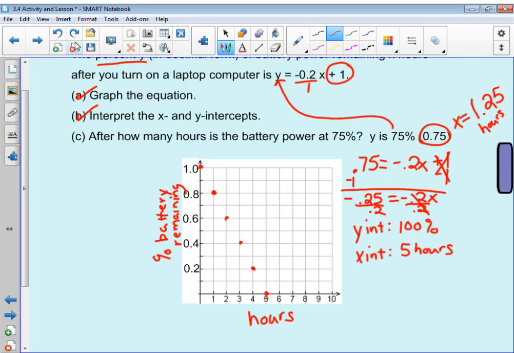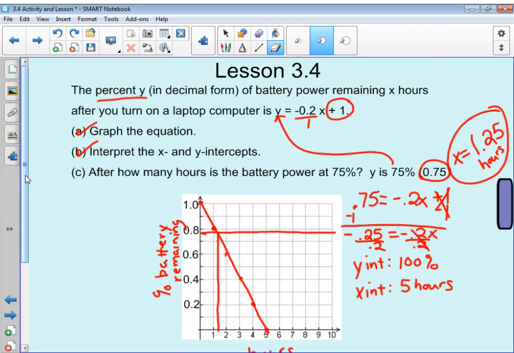And had I tried to do it off of my graph, well, 0.75 would be somewhere in here. And it doesn't land exactly on a line, but I could see that if I were to draw this line through it, it's going to fall somewhere in here. And that is a little over an hour, but I couldn't tell from the graph exactly how much it is. Here I can, when I substitute in for Y and solve for X. Okay, so let's go ahead and try another one here.